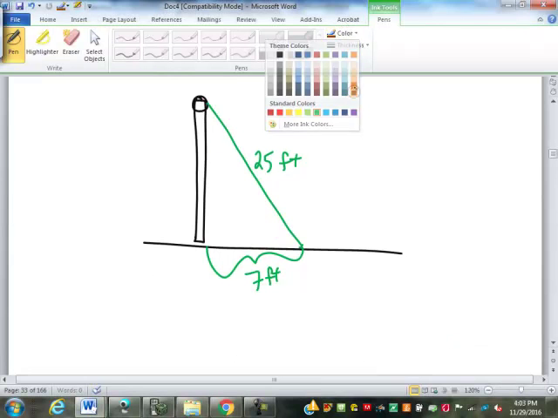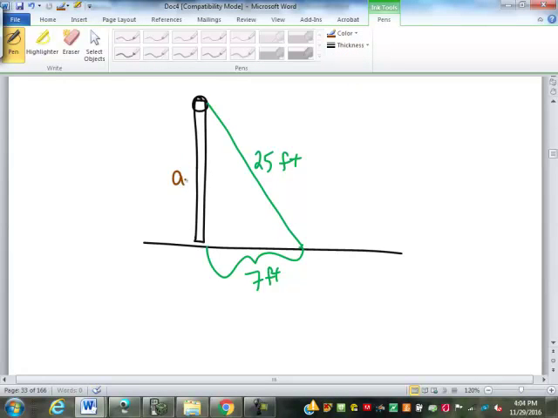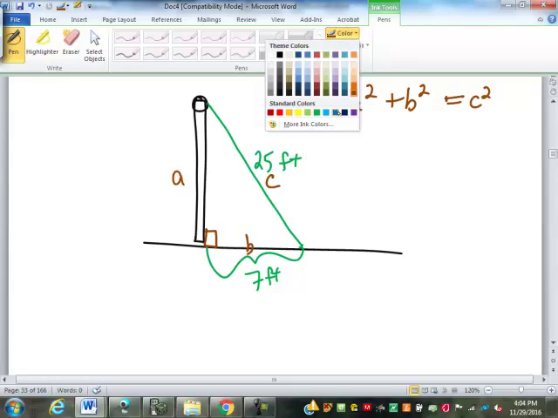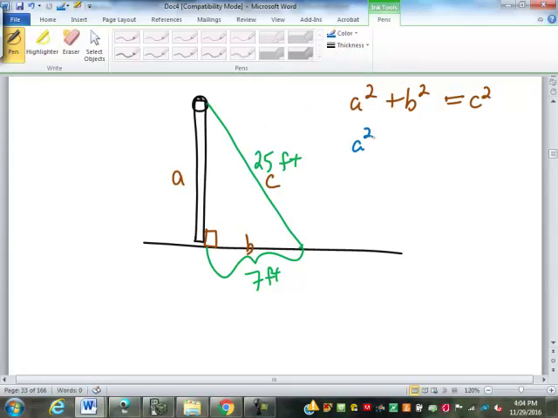So in this one, the height of the flagpole is one of my legs. So I'll call that A. The other leg is the 7, B, because my right angle is right there. Hopefully the flagpole is perpendicular to the ground. So then my rope length of 25 is C. So A squared plus B squared equals C squared. Where A is what I'm looking for. B is 7, so that'll be 7 squared. C is 25, so it's 25 squared.